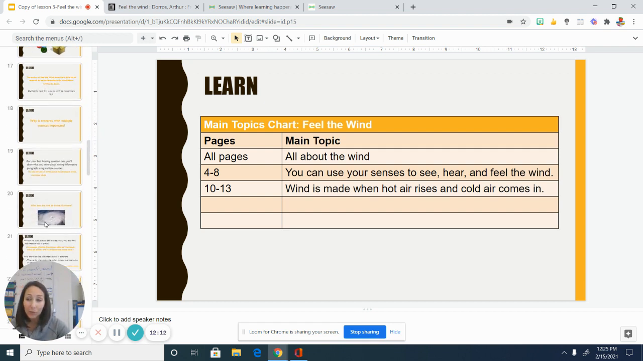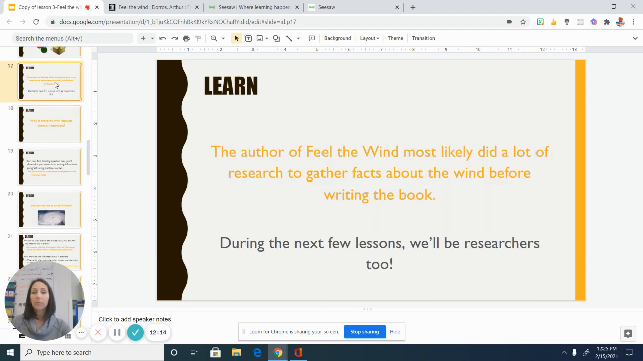So we're going to talk about using different sources. Okay, so when the author Arthur Dorros went to write this book, he more than likely had to look at multiple different sources to find information about the wind, right? He had to research. And we've talked a little bit about this before.